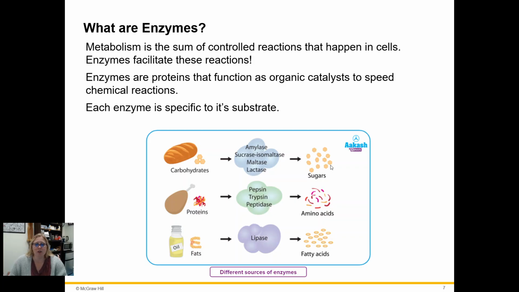What I want you to notice is it doesn't matter if we're doing carbohydrates or fats or proteins. The majority of our enzymes end in ASE. So it's like our sugars ending in OSE. So we have things like lactose. Lactose is broken down by the enzyme lactase, right? So what we're seeing here is that there is an enzyme specific to lactose.